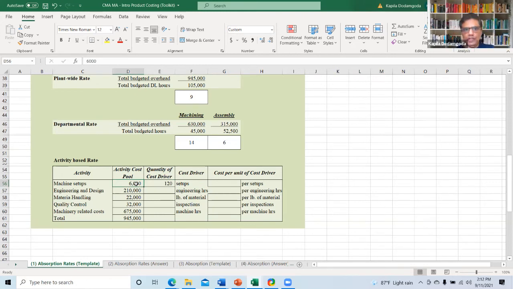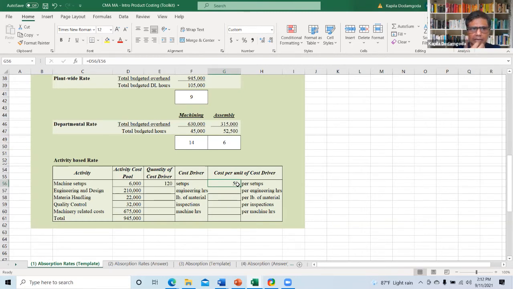Is that clear? Which means every time we set up the machinery, it is going to cost us 6,000 divided by 120, $50, right? Every time you stop the production run, you clean it, you set up the new machine and start the new run. During that time, that setting up activity is going to cost us $50.